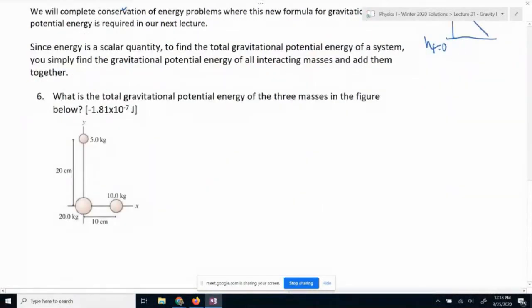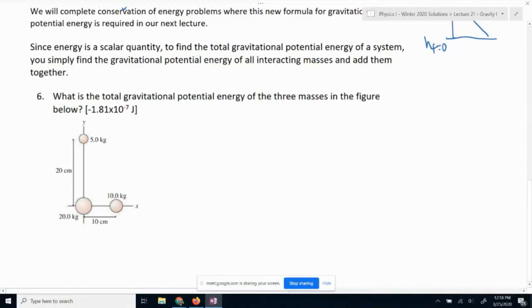Next, since energy is scalar, if you're trying to find the total gravitational potential energy of a system, you really just have to find the gravitational potential energy of all interacting masses and add them up together. You don't have to add them up as vectors as you would if you're trying to find like the force, for example. Okay, so this makes this question a lot easier.